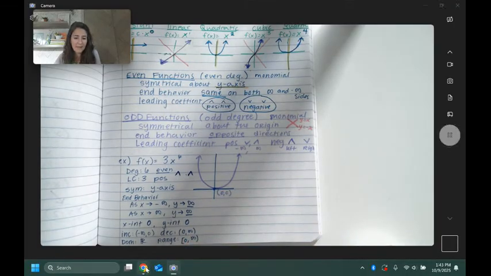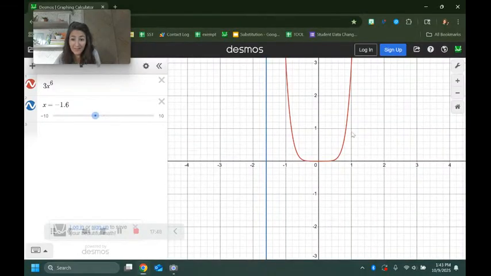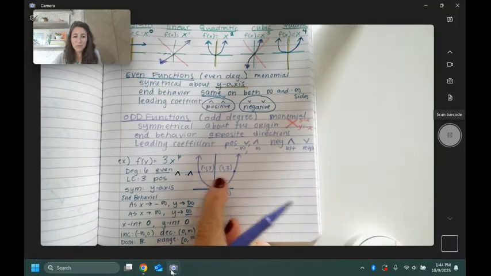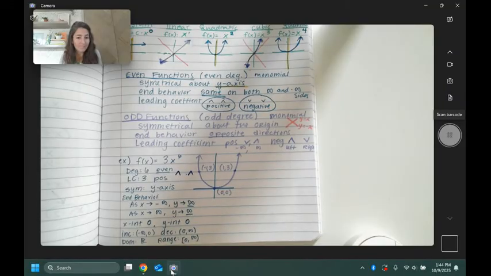If you wanted to put some points, this is the point 0, 0. And then if I were to plug in a 1 here, 1 to the 6th is 1. Oh man, I can't click on it. There it is. You saw it. And then 1 times 3 is 3. So if you wanted to put another point on there, the point 1, 3, and negative 1, 3. Oh, sorry, you can't see that. You could put those on there as well. All right, let's see one more.